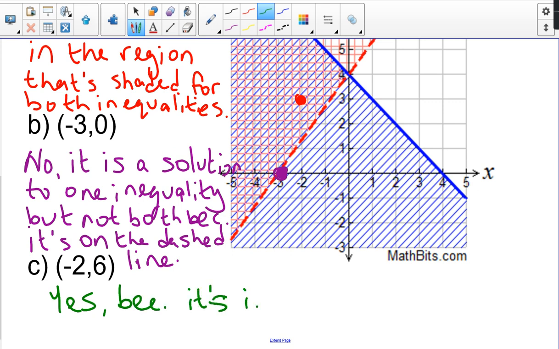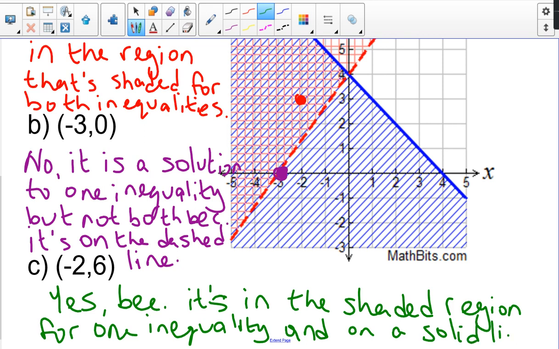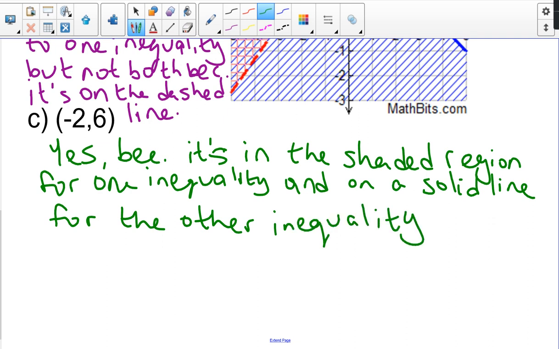it's in the shaded region for one inequality, and on a solid line for the other inequality. So therefore, it is a solution to both inequalities.